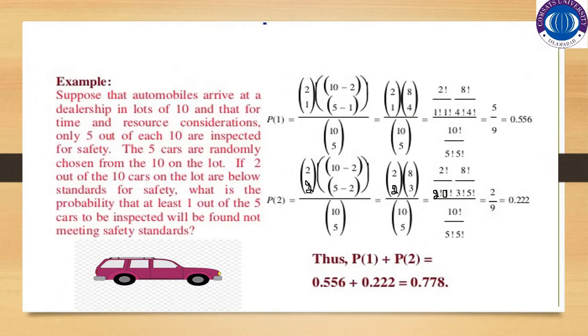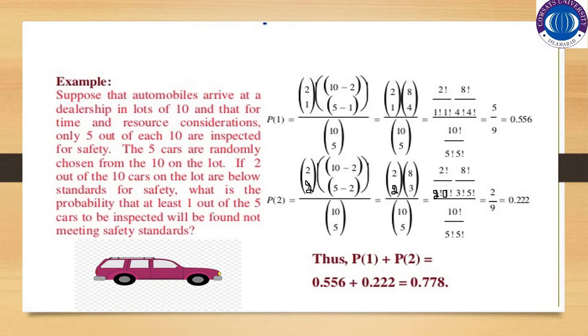Next example, suppose that automobiles arrive at a dealership in lots of 10 and that for time and resource considerations, only 5 out of each 10 are inspected for safety. The 5 cars are randomly chosen from the 10 on the lot. If 2 out of 10 cars on the lot are below standards for safety, what is the probability that at least 1 out of 5 cars to be inspected will be found not meeting the safety standards?